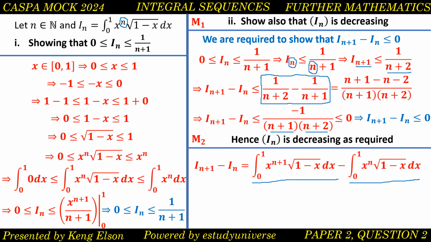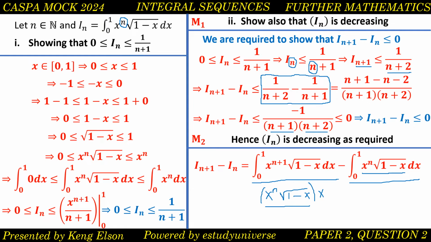But if you look at these two integrals, you realize that the first integral can also be written as the integral from 0 to 1. In fact, the integrand can be written as x to the n times the square root of 1 minus x, then everything multiplied by x, right? Because x to the n plus 1 is the same as x to the n times x. Now, you also see that this term here is also part of the integrand of the second integral.